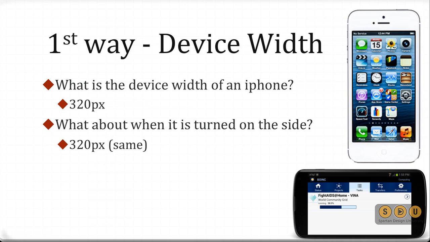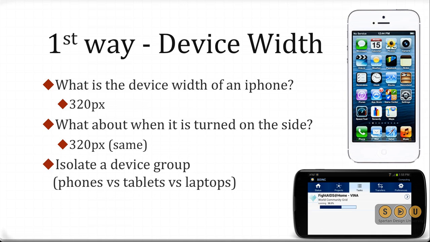Now they have added a provision for orientation equals, and you can ask for landscape or portrait. The problem is it's not well supported, and you cannot rely on it 100% as a developer. And when you can't rely on something, you generally don't use it. It does allow us to isolate device groups, so we can make style sheets for phones and for tablets and for desktops, but it's just not the best solution. So let's look at another one.